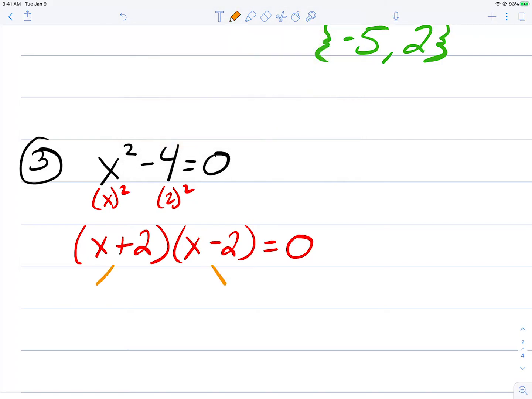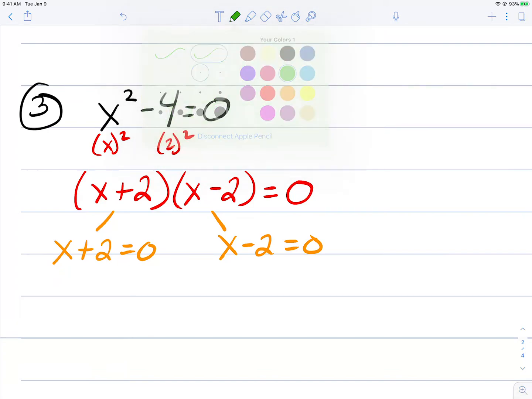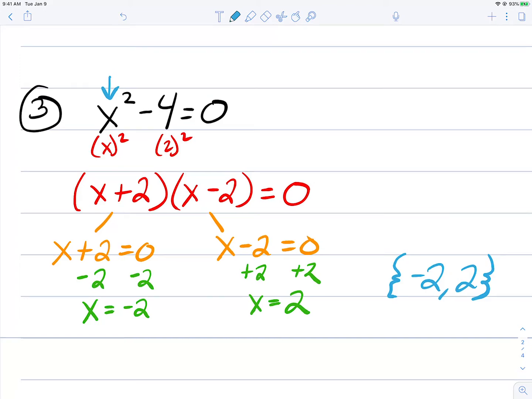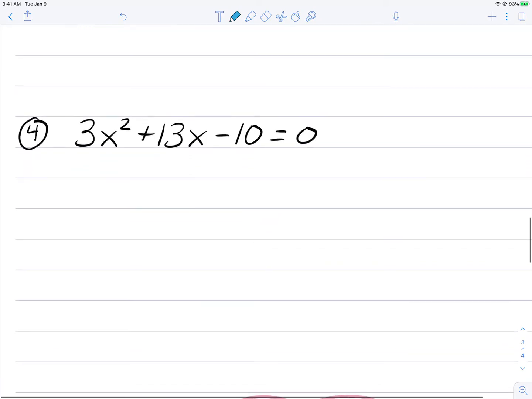So if two things multiply to 0, one of them has to be a 0. So we separate our two factors, and we make them both equal to 0, and then we solve them, and we get x equals negative 2 as one option, and x equals positive 2 as our second option, which means that the set of answers are negative 2 and 2. So those are our two possible answers to get 0. Because 2 squared is 4, minus 4 is 0, and negative 2 squared is also 4, minus 4 is 0. Okay, let's try one more.